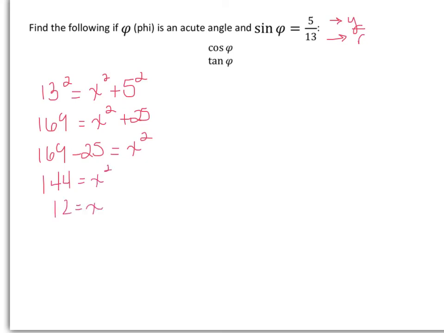So I've calculated the value of x to be 12. Well, the cosine of phi is x over r, so that's 12/13. The tangent is y over x.